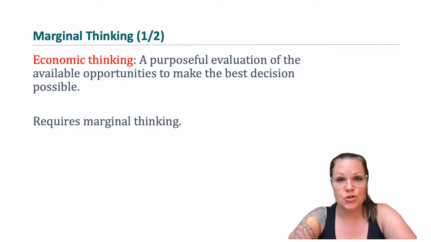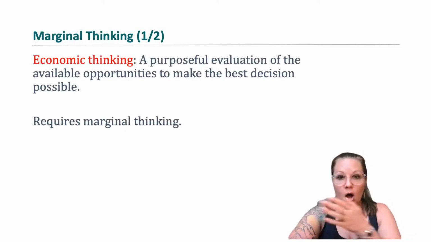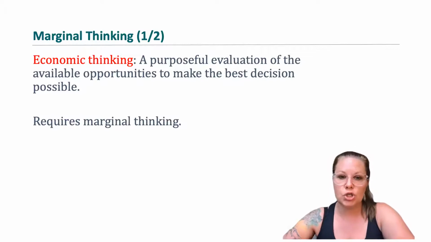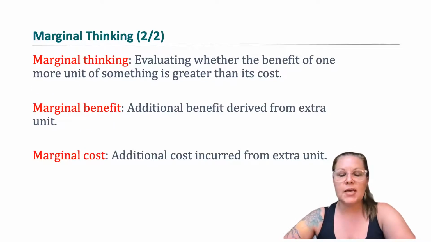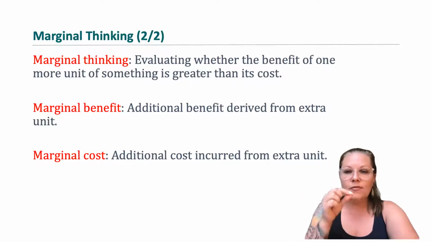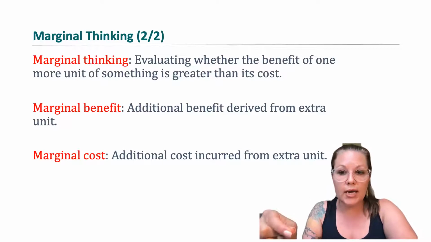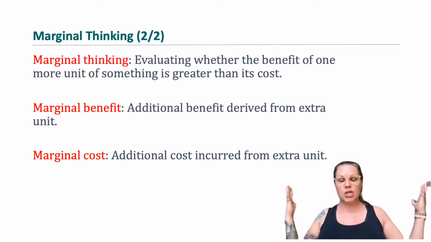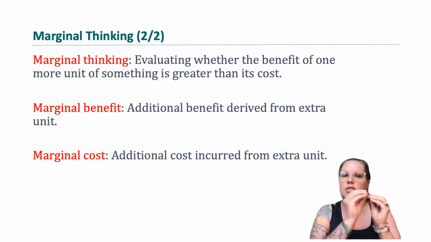This brings us to our third foundation, which is marginal thinking. Economic thinking is a purposeful way of evaluating all of our available opportunities in order to make the best decision possible for us. This requires what we call marginal thinking. Marginal thinking means that you are evaluating the benefit and the cost of each individual unit of a decision. So it's essentially like taking a really big decision and breaking it down into its smallest parts.